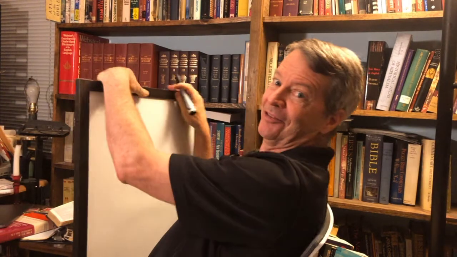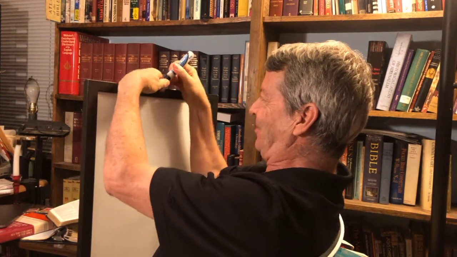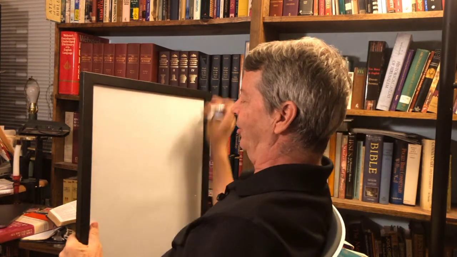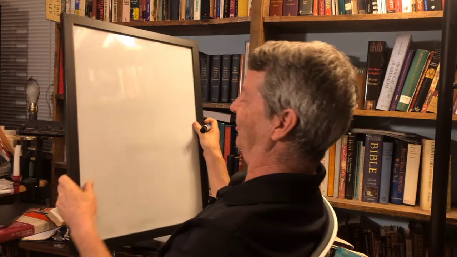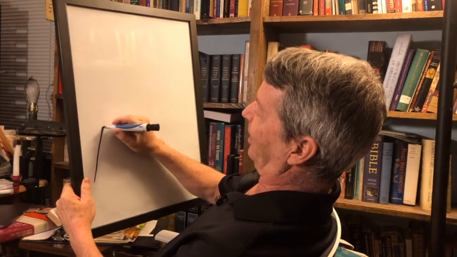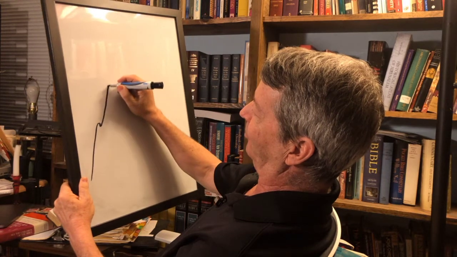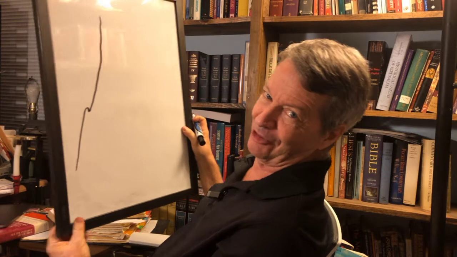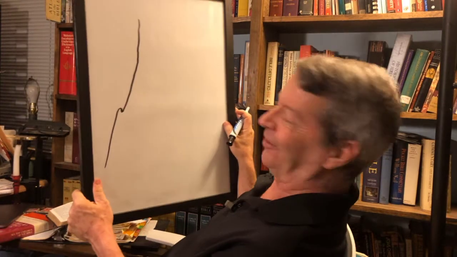I'll show where this is real quick, see if I can draw it for you. So I hope you can see this here. Okay, we're going to draw the land of Israel. Let's draw it like this, right about here. And it kind of goes up like this, and then goes over there. I'm not that great of an artist, but I think you can get a kind of a picture of this.